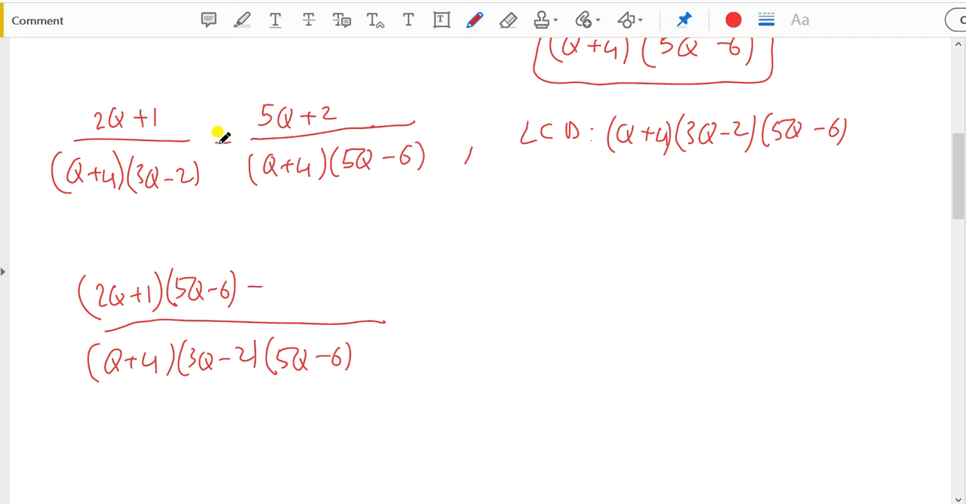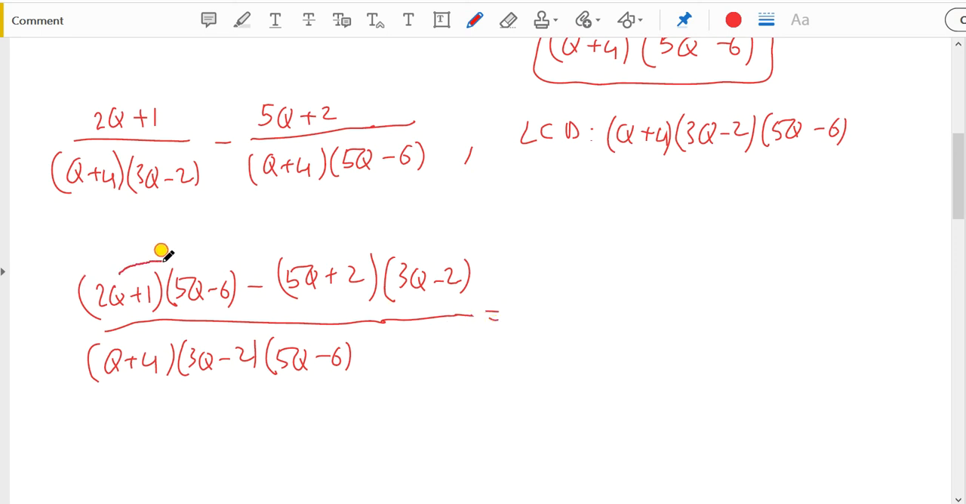Now subtract, carry the subtraction sign here. Now 5q plus 2, make sure you put that inside the parentheses so you are not changing the sign of the term here. Now we have q plus 4, 5q minus 6. We are missing 3q minus 2, therefore you have to multiply by that. Okay, so now it's time to simplify the whole thing.